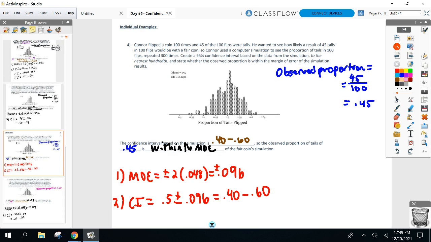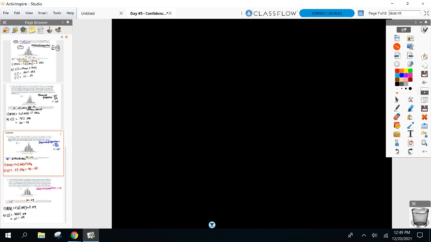So tell me about Connor. Did he have a fair coin or not when he got 45 out of 100 tails? And if anybody's doing the quick math there, that's 30,000 flips that's going to end up happening here. So I think that's a pretty good sample size. He's doing 100 flips 300 times.